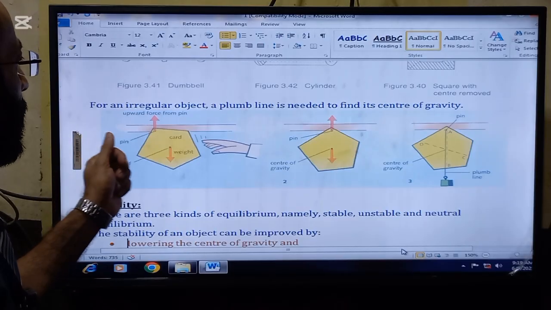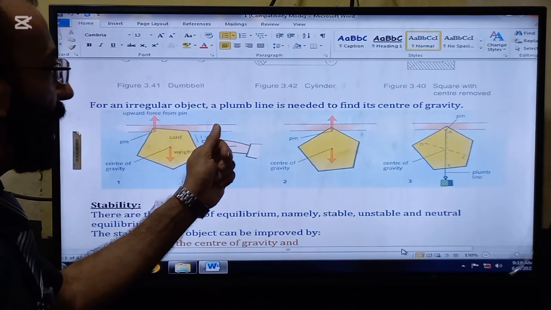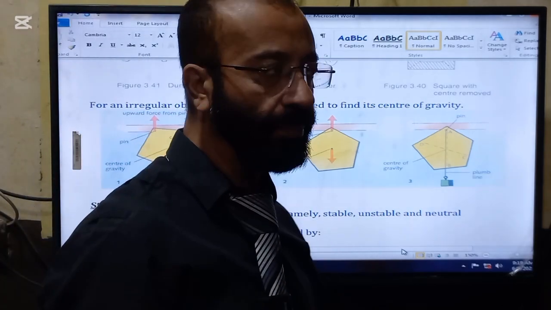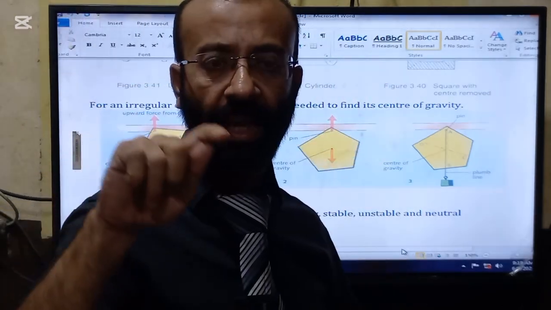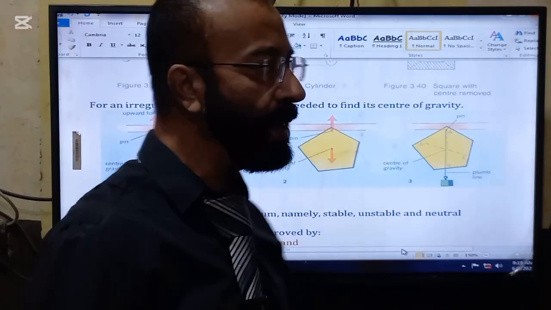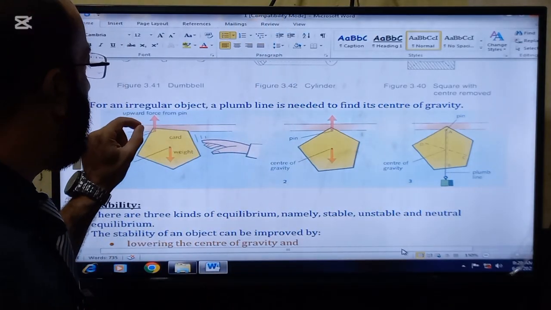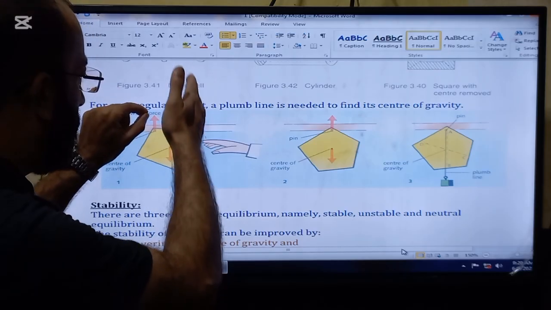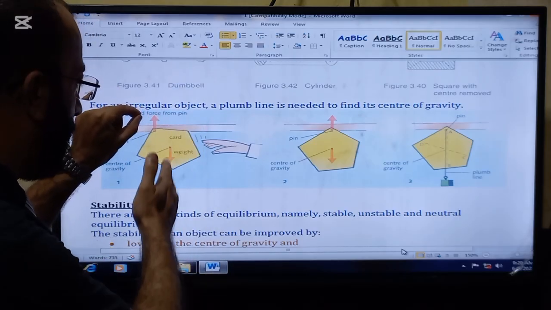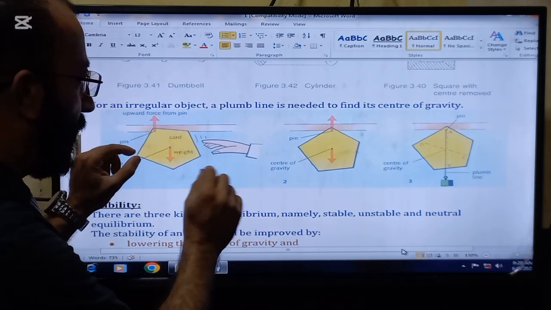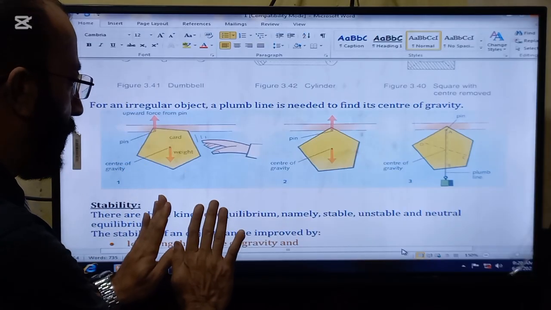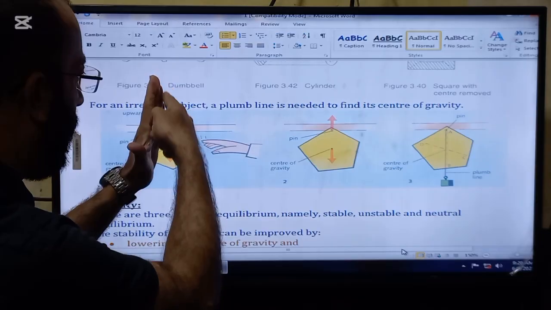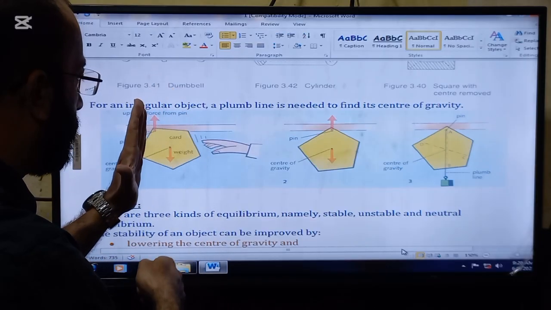But if we are given an irregular object, a plumb line is needed to find its center of gravity. The procedure will be: make some holes at the edges of the irregular object, and the object will be hung on one of the holes, and a plumb line will be hung with it as well. After everything becomes stationary, we will draw a line along the plumb line.